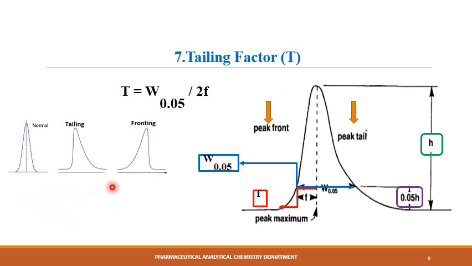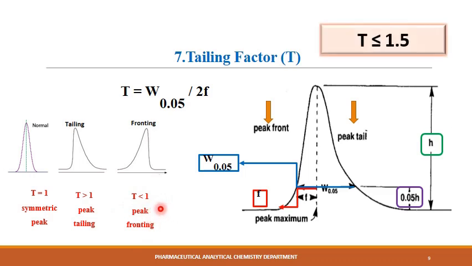Here there are 3 examples of a peak. The ideal case is that the peak will be symmetric and then its tailing factor will be equal to 1. If the peak is tailed, as in this case, the tailing factor will be greater than 1, and if the peak is fronted, its tailing factor will be less than 1. The acceptable limit for the tailing factor is that it will be less than or equal to 1.5.